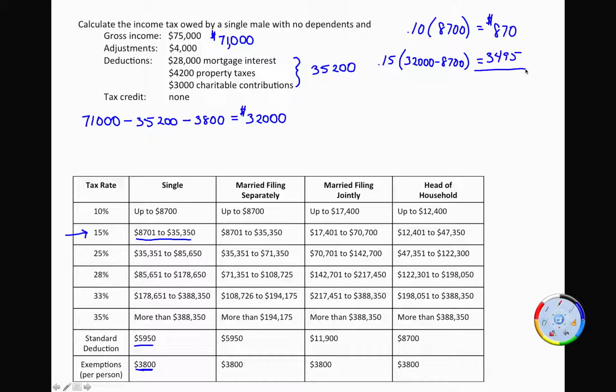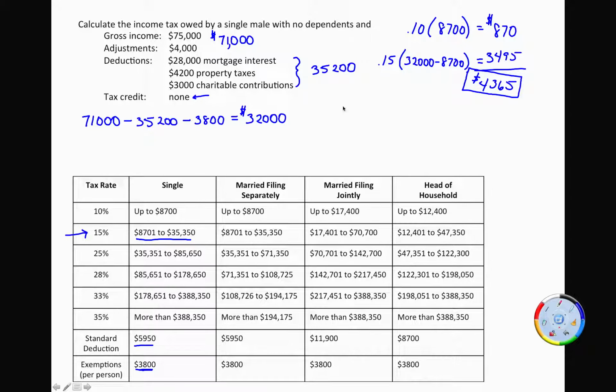So here's the total taxes this guy owes. Add this up to see that we have $4,365. Now, don't forget to look for a tax credit, but this guy had no tax credit, so here's the amount of taxes that he owes.